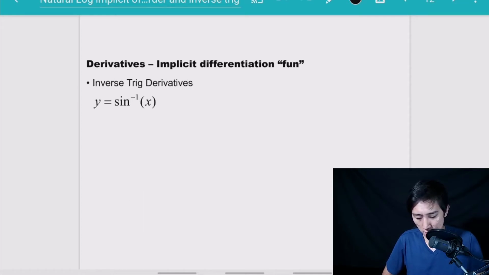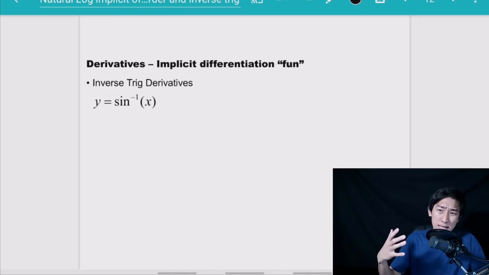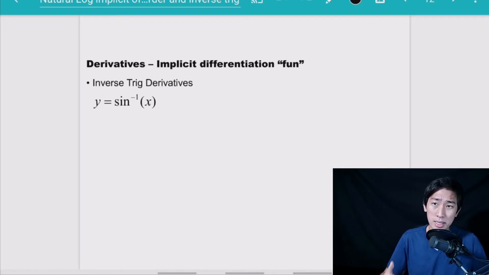Okay, moving on. The next thing we're going to do is work with inverse trig derivatives. Now, if I give you y equals sine inverse of x, and I want to find the derivative of this, dy/dx, again, we don't have any rules that tell us how to deal with this. We can't use the power rule because this -1 isn't a power. It's very specifically not a power. It's very much an inverse.